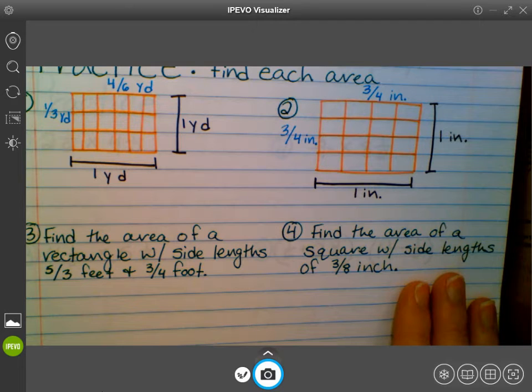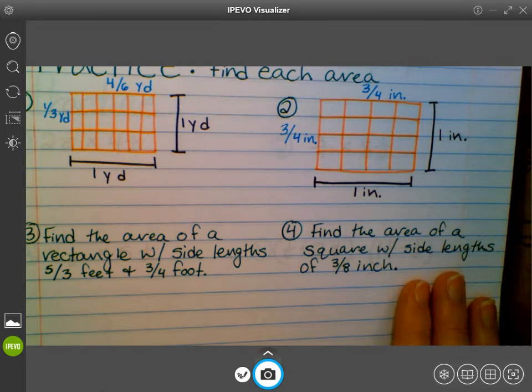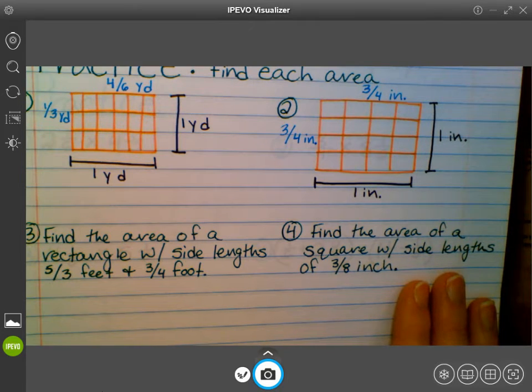All right, I'm going to give it another minute to finish up. I see a few people finishing up the 3rd and 4th one. So number 3 says find the area of a rectangle with side lengths of 5/3 feet and 3/4 of a foot. And then number 4 says find the area of a square with side lengths of 3/8 of an inch.